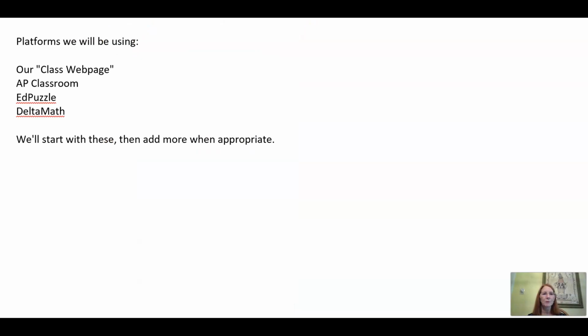There are several platforms we'll be using throughout the year. First of all, our class webpage, which we'll go through later. We went through it in class. AP Classroom, which we will get to later. Ed Puzzle, which this is. Delta Math, which you may be familiar with from pre-cal. And then, as others are necessary, we'll add those as well.